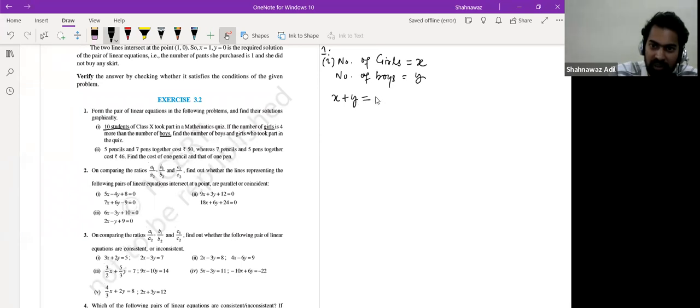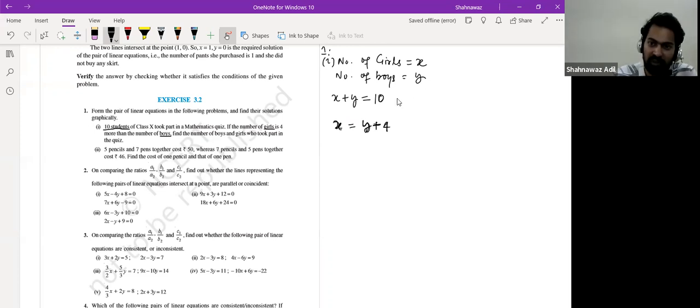This is equal to 10. Yes, right. So this is the first equation, right? Yes, sir. And the second equation is that the number of girls is 4 more than the number of boys. So if the number of girls is X, it is 4 more than the number of boys, right? Yes, sir. So number of girls X minus Y. So the number of girls is 4 more than the number of boys. Understood? Yes, sir.